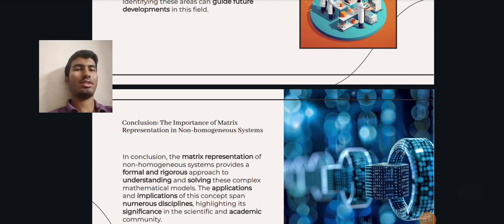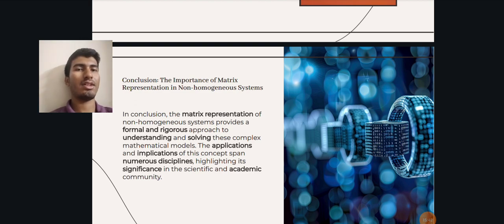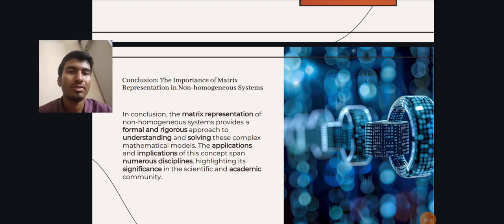Conclusion. Importance of matrix representation in non-homogeneous equations. In conclusion, matrix representation of non-homogeneous systems provides a formal, rigorous approach to understanding and solving these complex mathematical models. The applications and implications of this concept span numerous disciplines, highlighting its significance in the scientific and academic community.